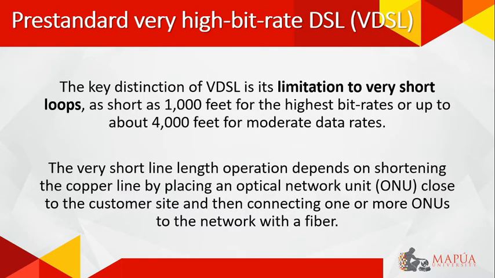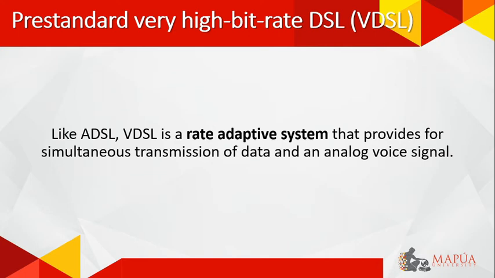The key distinction of VDSL is its limitation to very short loops, as short as 1000 feet for the highest bit rates, or up to about 4000 feet for moderate data rates. The very short line length operation depends on shortening the copper line by placing an optical network unit close to the customer site and then connecting one or more optical network units to the network with a fiber. Like ADSL, VDSL is a rate-adaptive system that provides for simultaneous transmission of data and an analog voice signal.